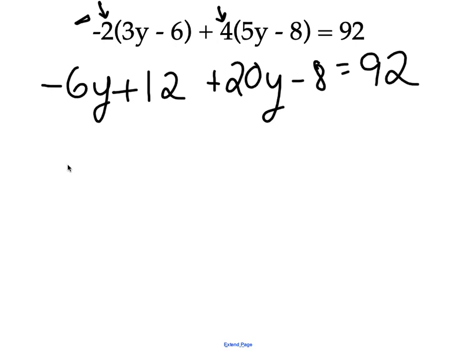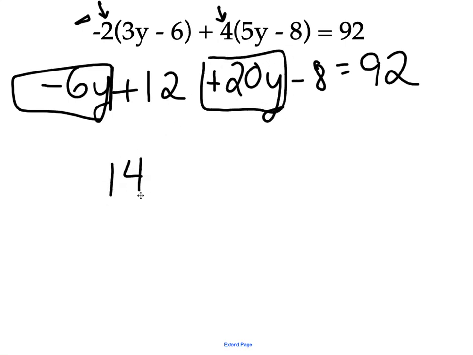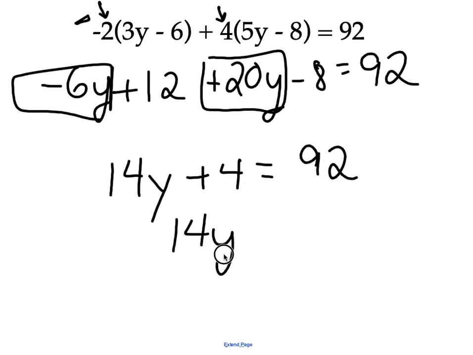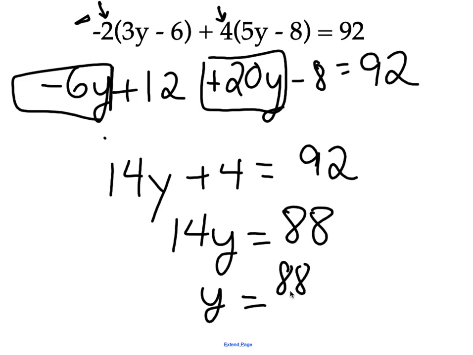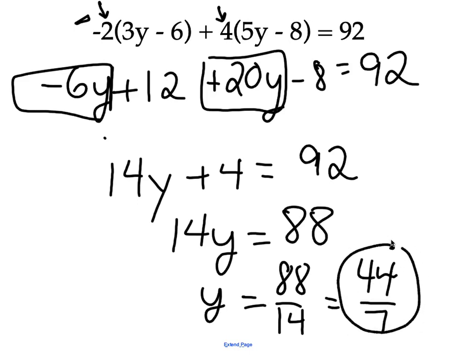The strategy in the last one worked out nicely because of just the one parentheses. Negative 6y combines with 20y to make 14y. 12 minus 8 is 4. And we get 92. 14y equals 88. y is equal to 88 over 14, which simplifies to 44 over 7. Again, resist the temptation to change it into a decimal answer.